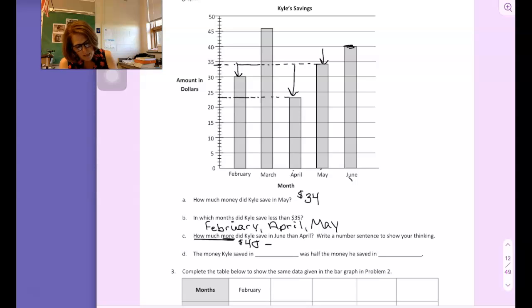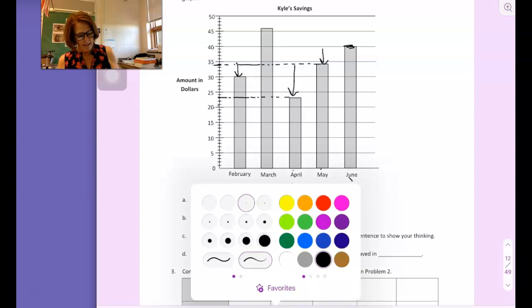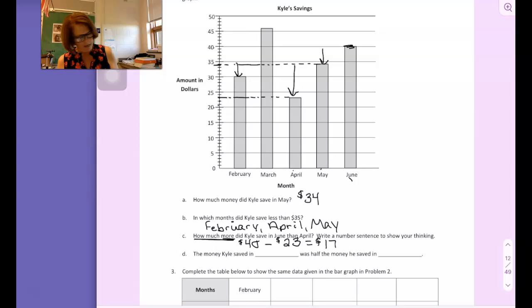He saved $20, $21, $22, $23. So go ahead and figure out 40 minus 23. And hopefully you got $17 more. They really didn't give us a lot of space here for writing, did they?